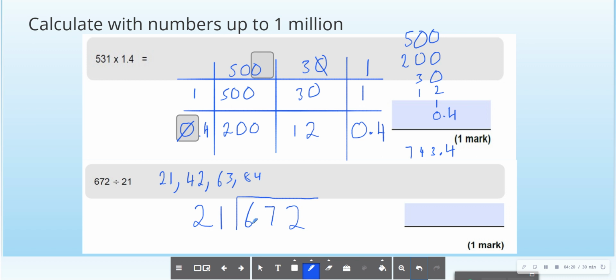Okay, so 21 into 6 doesn't go. 21 into 67, so put these two together to make it 67. So we've got 21, 42, 63. So that gets us to 63, so that's 3. And we've got a remainder, because we're trying to get to 67: 63, 64, 65, 66, 67. So we've got a remainder of 4. Put that with the 2 to make 42. And then 21 into 42 is 2. So our answer there, 32.